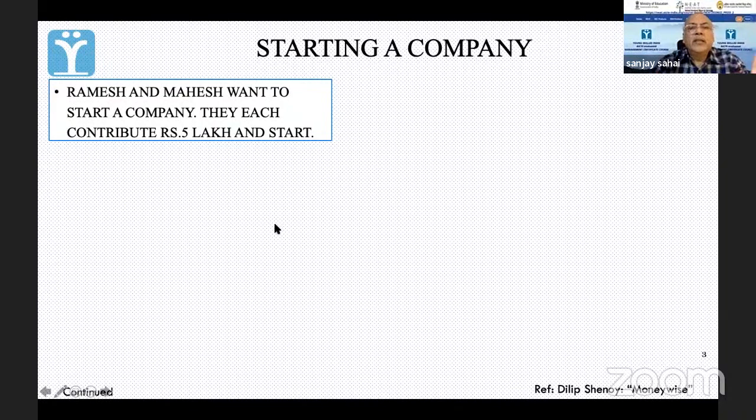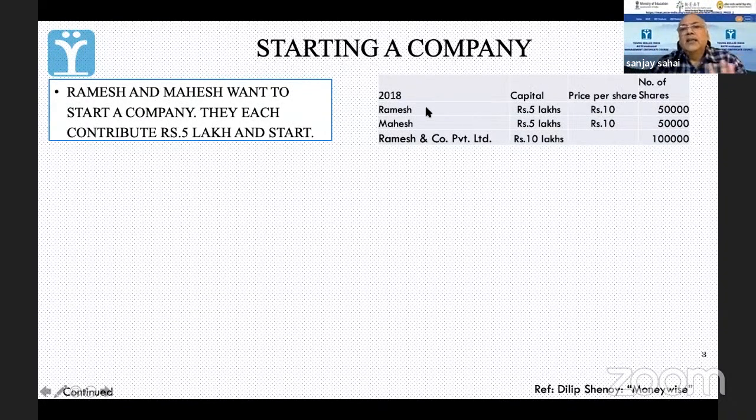Okay, so Ramesh and Mahesh, two people, they want to start a company. They have 5 lakh rupees each and they start. So when they start, let's say they start in 2018, we are just taking this little thing here just to show you. So Ramesh puts in 5 lakh. This is capital. Mahesh also puts in 5 lakhs. So the company gets a total of 10 lakhs.